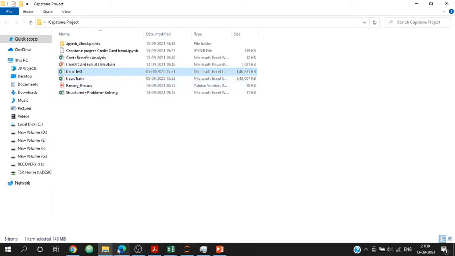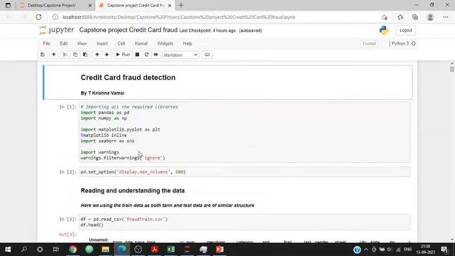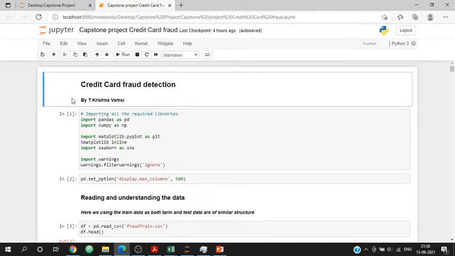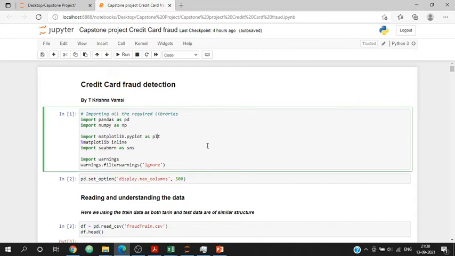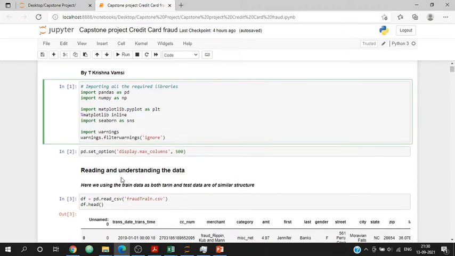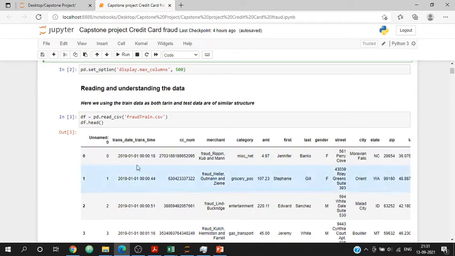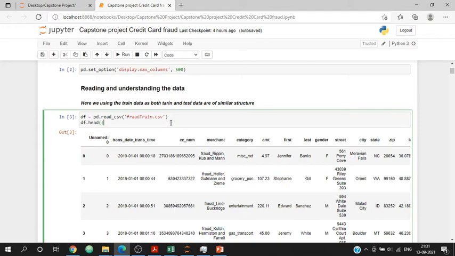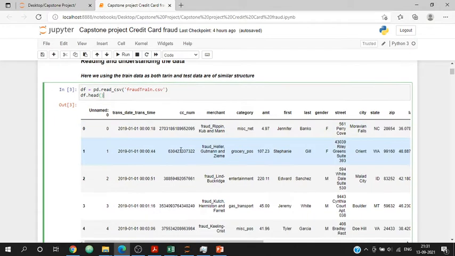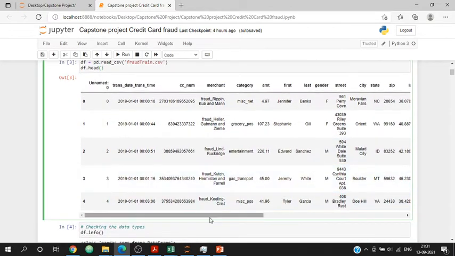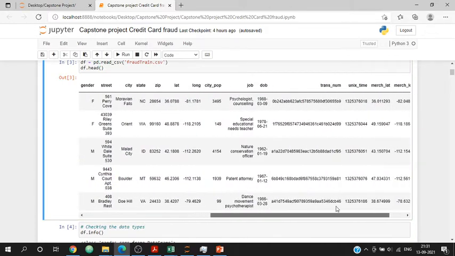Coming to my code, not PyCharm, my Python code which is done using Jupyter. Initially I'm importing all the required libraries, then there are a few default options. Then in the initial part I'm trying to read the data. In my case the data is in the same location, so I'm directly reading it. This is the raw data which I'm displaying.